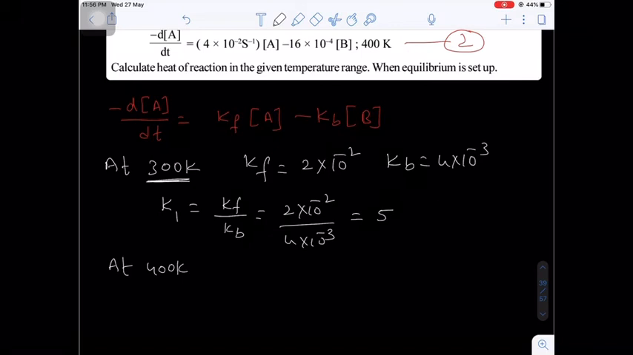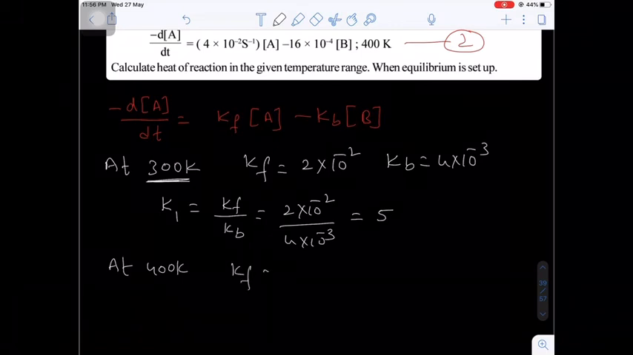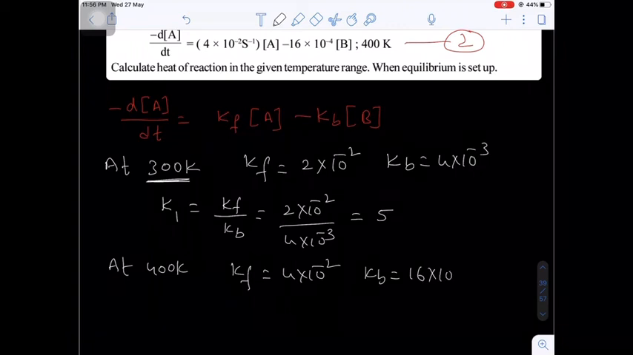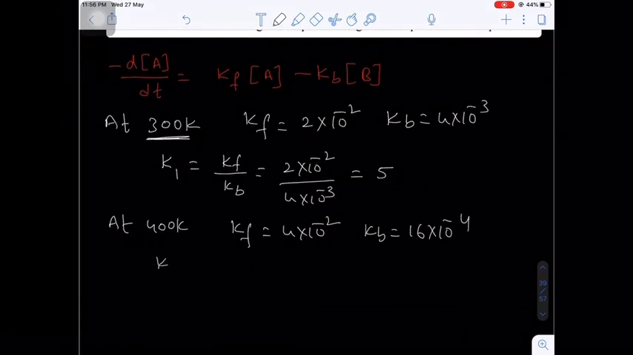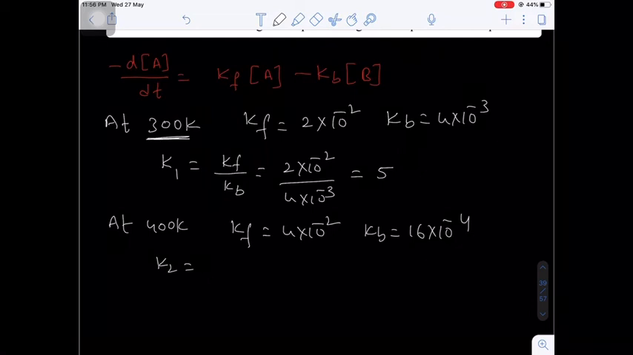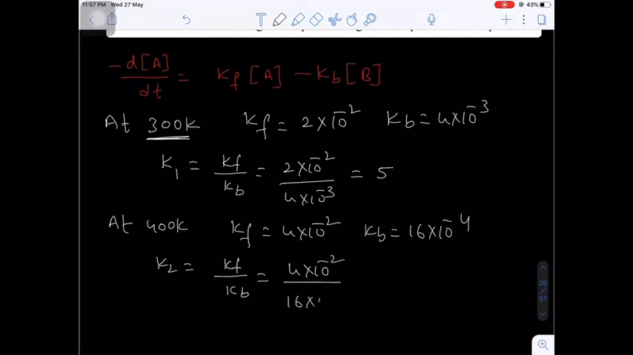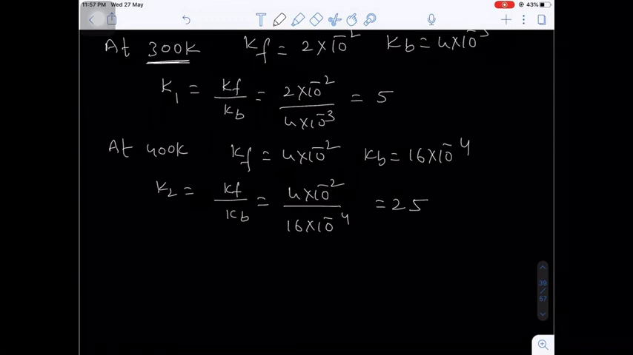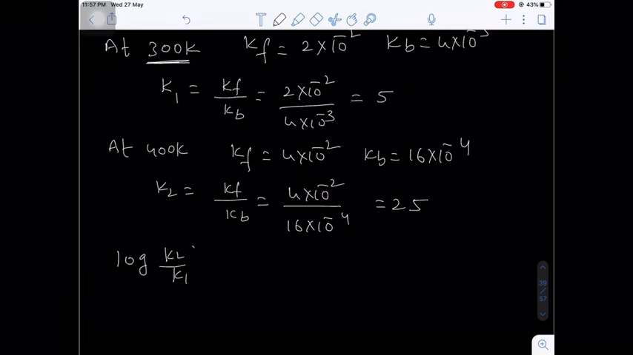Next, one more expression is given at 400 Kelvin. That is the second expression. Now where Kf is equal to 4 into 10 raised to minus 2 and Kb is equal to 16 into 10 raised to minus 4. From here, shall we find the second equilibrium constant, K2 equal to Kf by Kb, that is 4 into 10 raised to minus 2 whole divided by 16 into 10 raised to minus 4, which is equal to 25. Now we have relation between temperature and equilibrium constant.